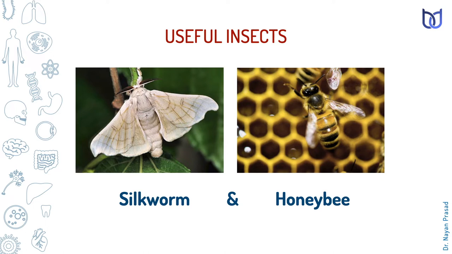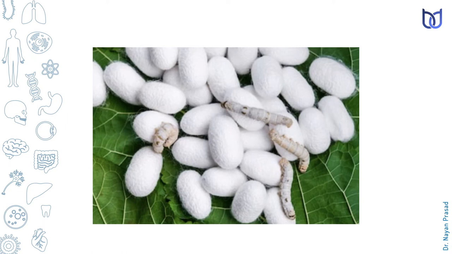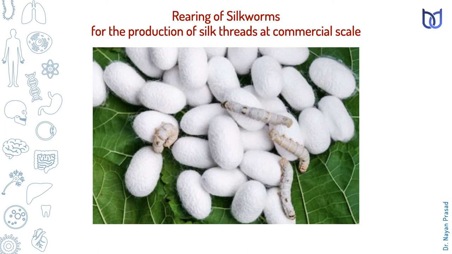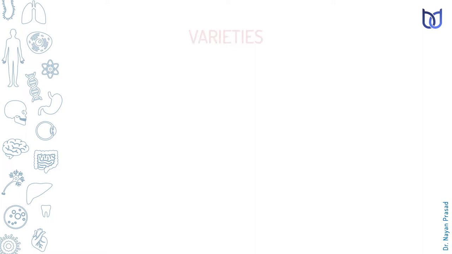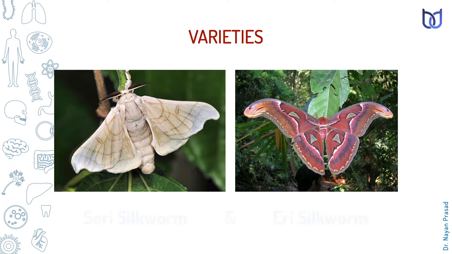Remember, silkworm produces silk threads. Rearing of silkworms for the production of silk threads at commercial scale is called sericulture. In our country, two different varieties of silkworms are popularly reared. They are seri silkworm and airy silkworm.